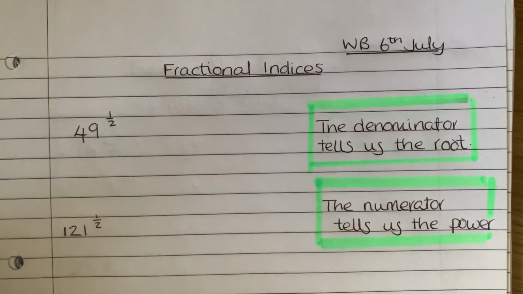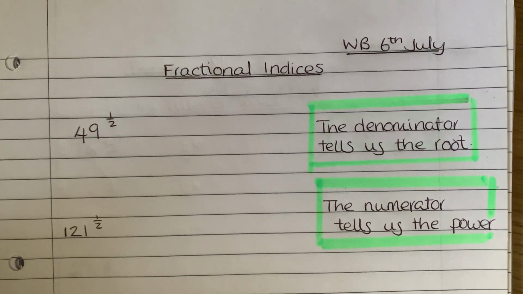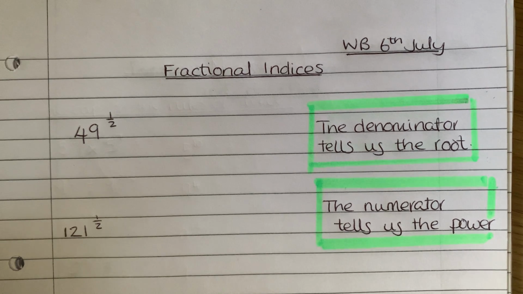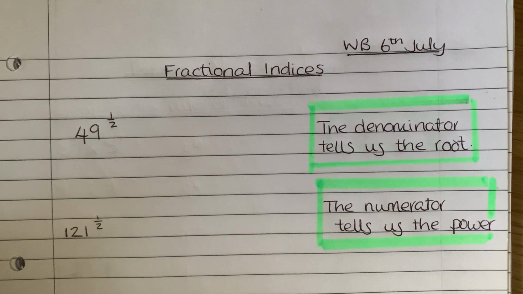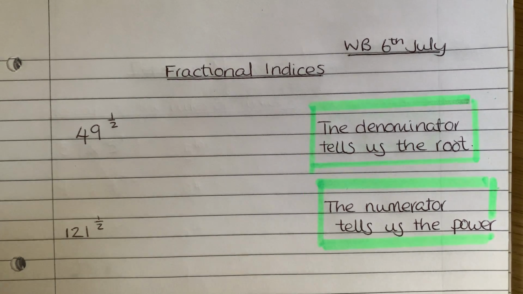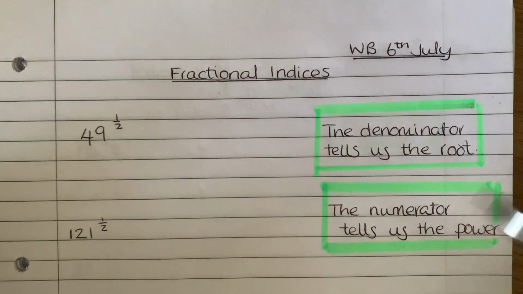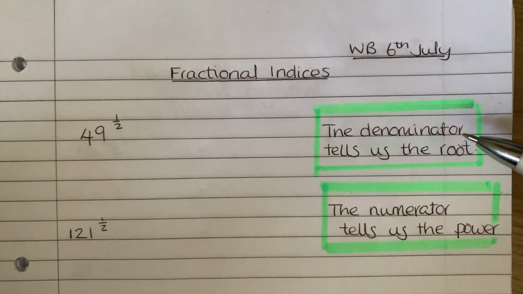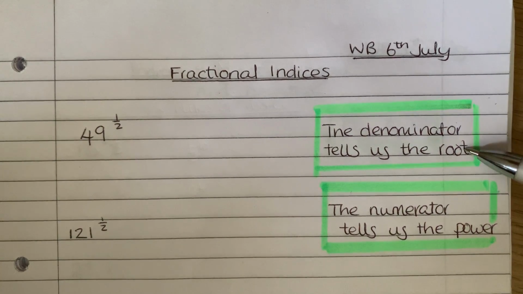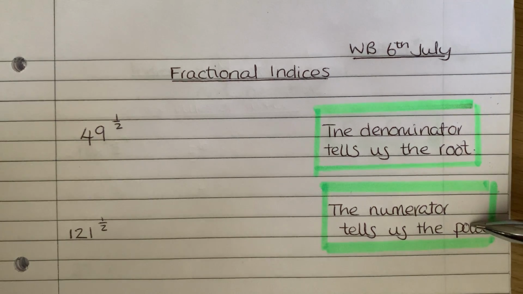Hello again. Right, hopefully you got on all right with the 0 and negative indices. So we're going to change it a little bit now, and we're going to do fractional indices where the power is a fraction. So I've put two important notes here, so I expect you to put those in your book. The denominator, that's the bottom number, tells us the root, and the numerator tells us the power.